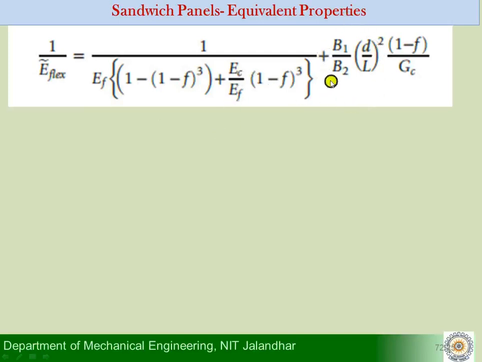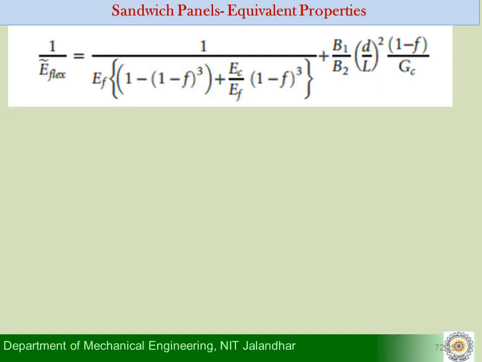constants B1, B2 or C1, C2 as we have been calling them, which are loading dependent, and the D by L ratio, which is the depth to the length ratio of the beam, squared, and the GC value, that is the shear modulus of the core material of the sandwich that we are referring to.